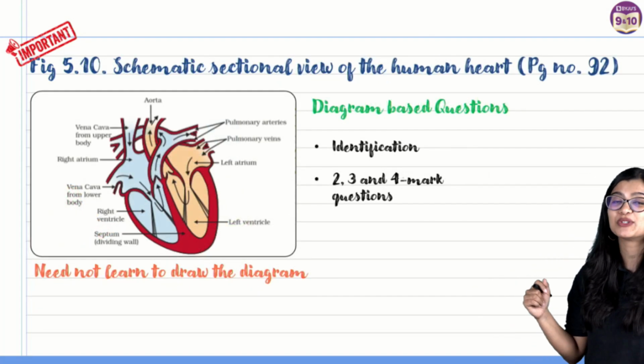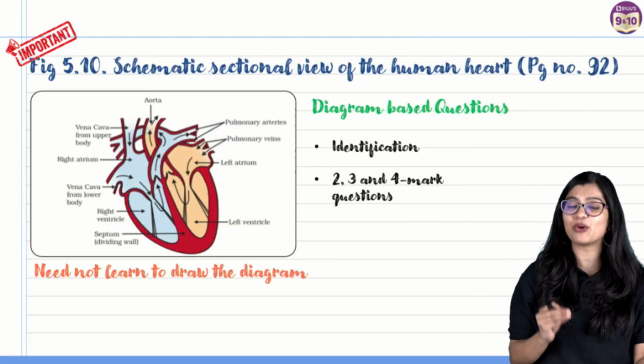Now we will move on to the next one, which is figure 5.1, a schematic sectional view of the human heart.